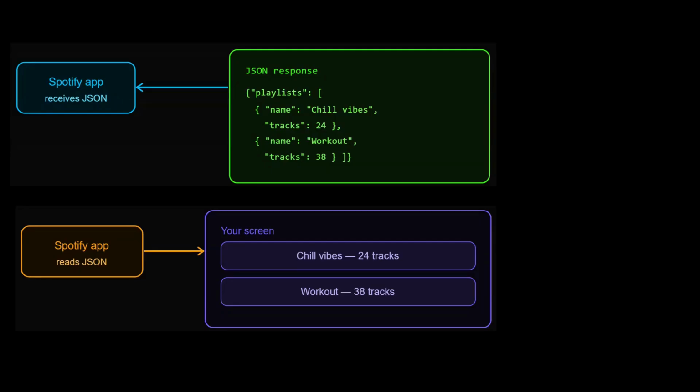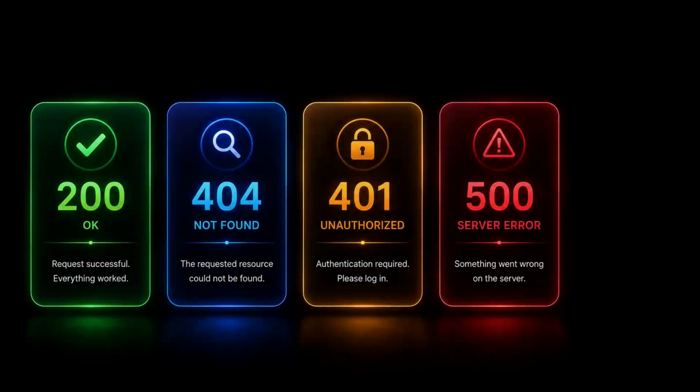Whenever a REST API responds, it also sends something called a status code. A status code tells the client whether the request was successful or not. A status code of 200 means everything worked perfectly. A 404 status code means the requested resource was not found. You have probably seen the famous 404 not found error before. A 401 status code means you are not authorized and need to log in first. And a 500 status code means something went wrong on the server side. These status codes help applications understand what happened and decide what to do next.